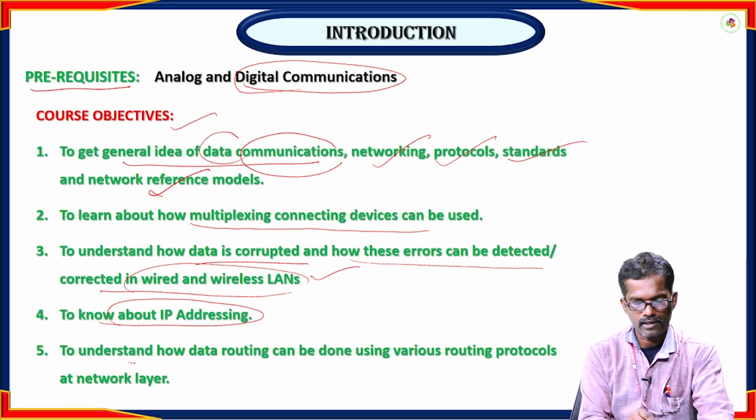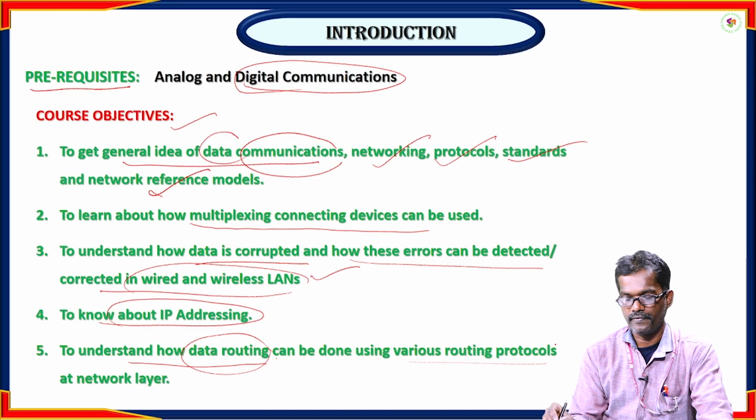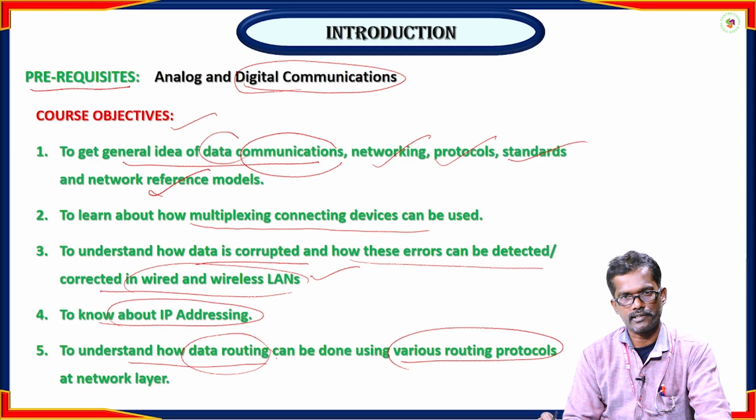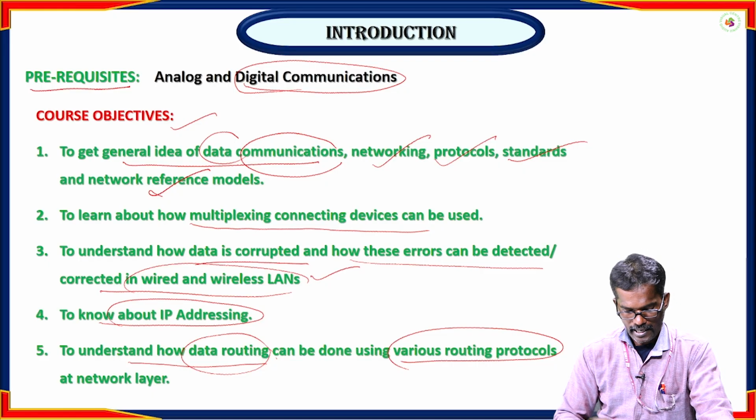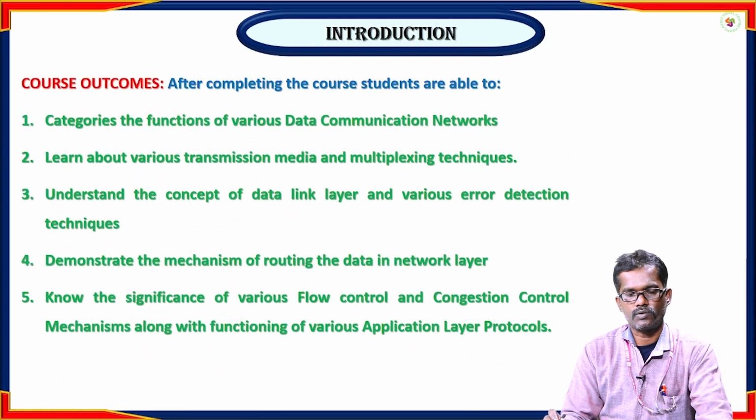And then coming to the last point, data routing with various routing protocols, at network layer issues. We will see all this as the course objectives. And then coming to the course outcomes: after completion of this course, what will the students be able to learn?